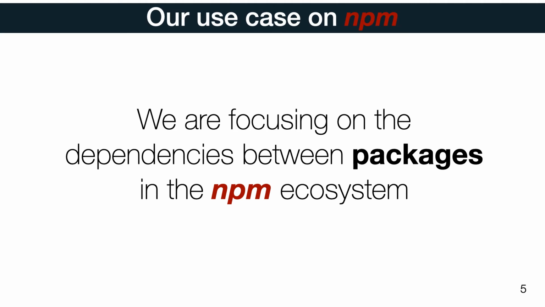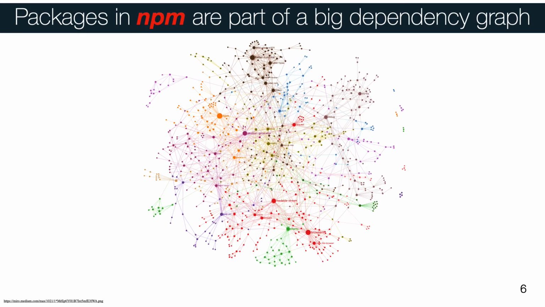In this work, we are focusing on the dependency between packages in the NPM ecosystem as our use case. NPM is a package manager for JavaScript and it has more than 1,300,000 packages. And these packages got downloaded in the last month only more than 83 billion times. Packages in NPM are part of a big dependency graph, and dependencies between packages are very common.